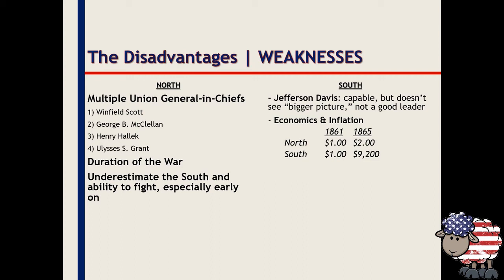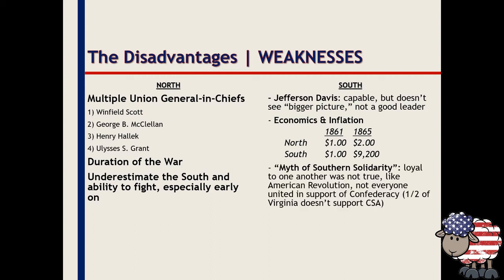So the economics of starting a new country, a currency, and all of that really take a hindrance to the South. And then the myth of Southern solidarity. So I just mentioned that it was a strength. They had the cheering section, but only half of Virginia supports the Confederacy. So you have certain parts of the South that is definitely entrenched in wanting to fight, but then closer up north, you have it split, similarly to the Tories and the Patriots during the American Revolution.